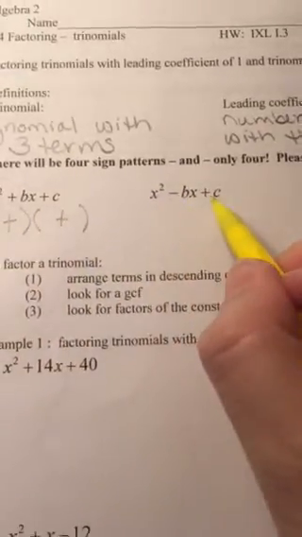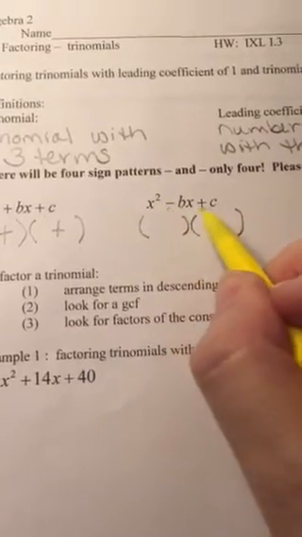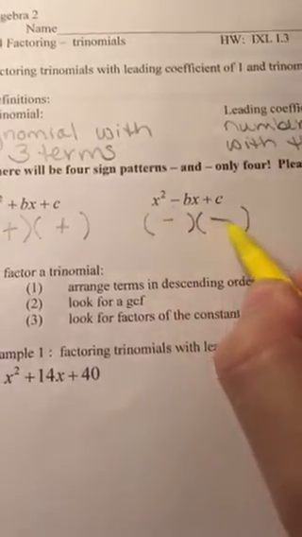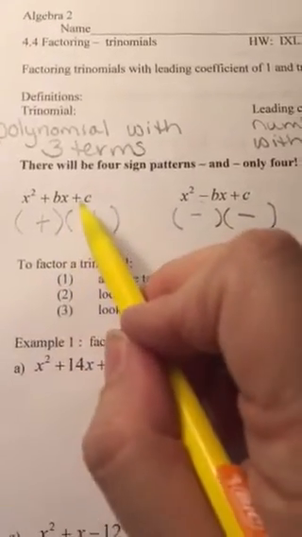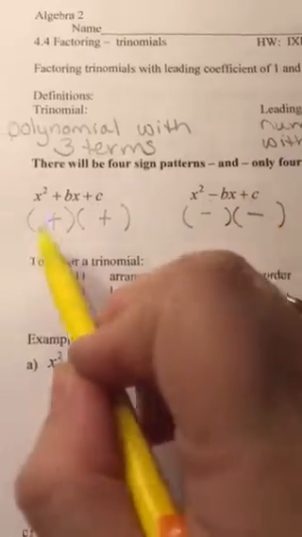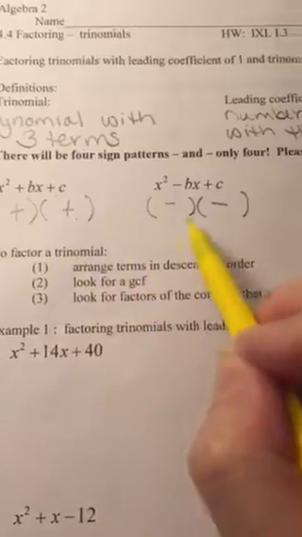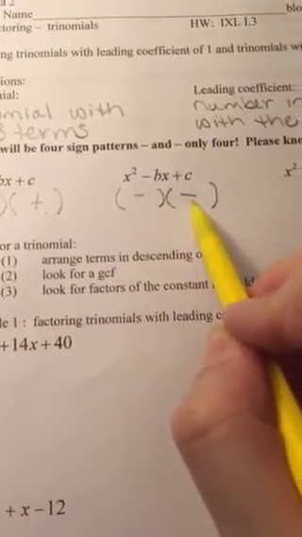Now notice this one is a minus and a plus, and again, no numbers, just signs, and a minus plus is always going to factor into a minus and a minus. Notice that I have a plus in front of my constant and a plus in front of my constant. When I have that, it factors into two of the front sign, plus plus and a minus minus.